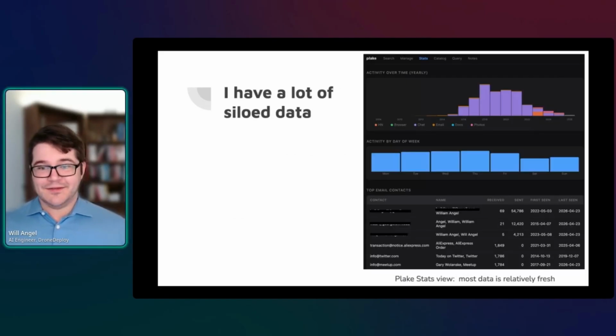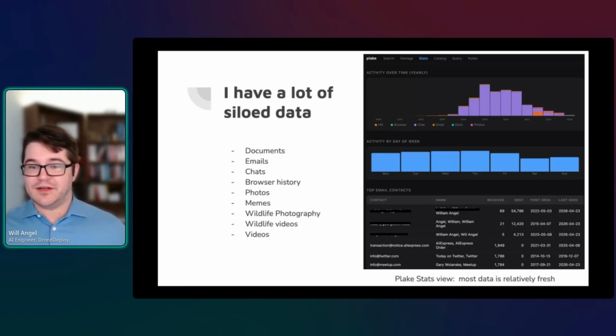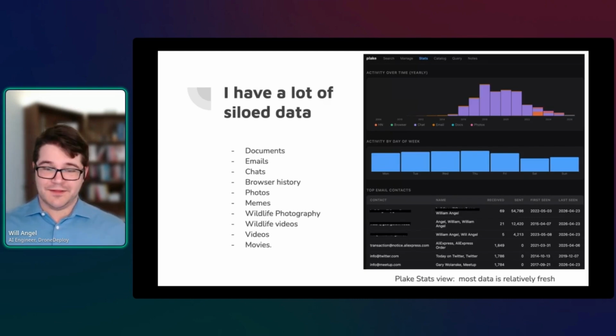And I also have a lot of other siloed data. I've got documents, emails, chats, browser history, photos, memes, wildlife photography in addition to the regular photos, wildlife videos, some regular videos, some movies, all that good stuff. So a lot of data in different places that you can kind of search through in the file system and all that, but that gets not very ergonomic, not very useful. It's like if you've ever had SharePoint or Google Drive with just a billion things in it, you can't really use that. I've got a screenshot here of the statistics view that has some things around activity over time as far as when records were created and some fun things around email analytics.